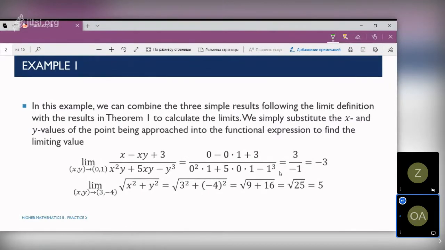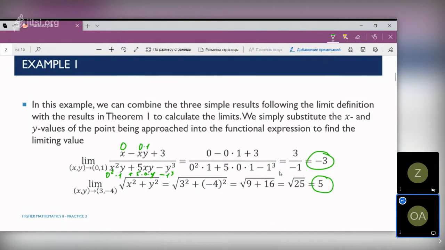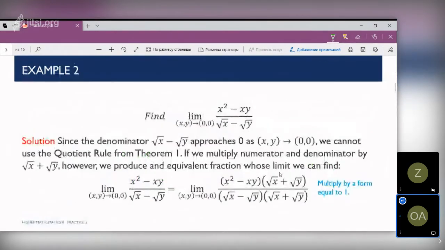Like you may see here, which is limit x, y tends to 0 and 1. Instead of x with 0, instead of y with 1, 0 times 1, 0 squared times 1, plus 5 times 0 times 1 cubed. And we've calculated this, we got -3. And the second part, when x, y tends to 3 and -4, we've calculated this expression, we got the answer, which is 5. Now we'll move to real exercises and try to solve some exercise after this one, which is example 2.